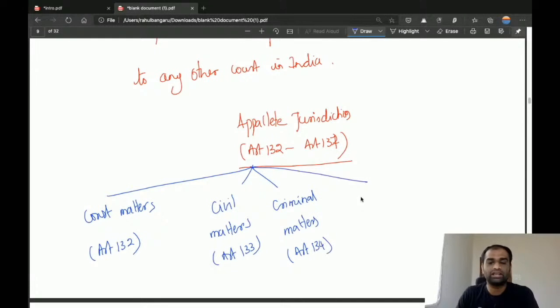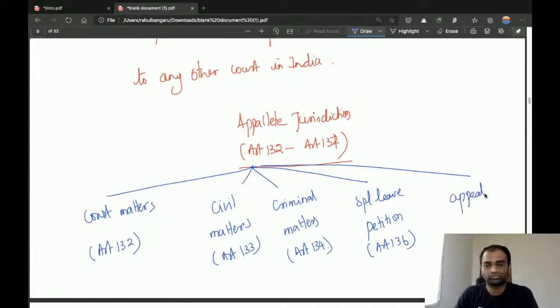Then, appeals by means of special leave petition, which is given in Article 136. And then appeals against the Supreme Court judgment itself. This is also called a curative petition. It is given in Article 137.